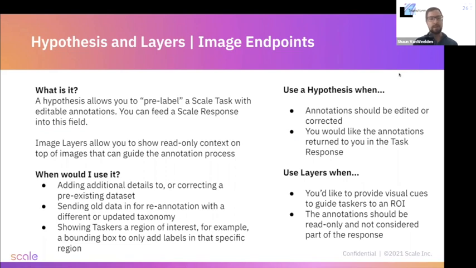On the layers piece, this is going to be really great for showing taskers that specific region of interest. So for example, I can draw a bounding box to only add labels in that specific region to really help focus the labeling effort on what's most important to you.